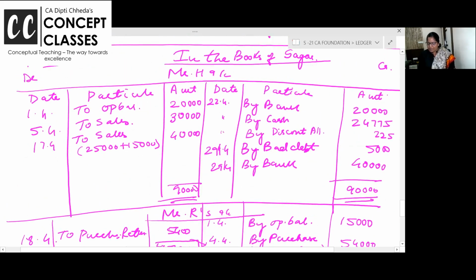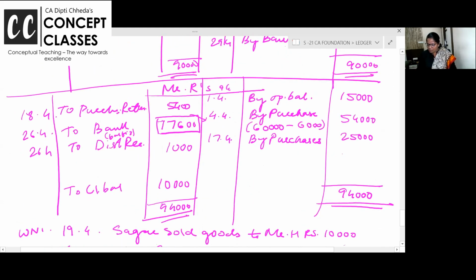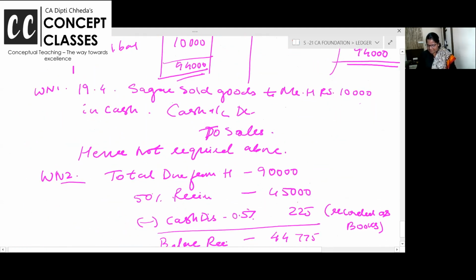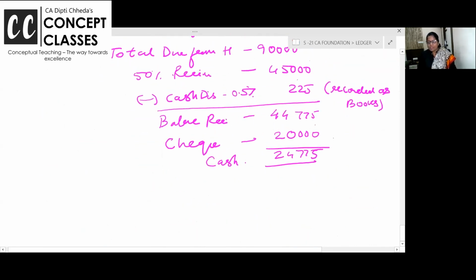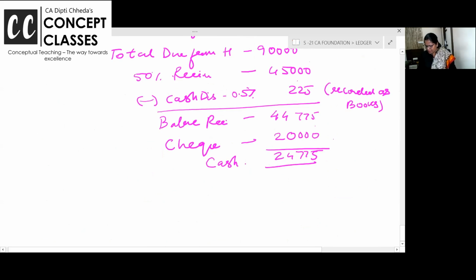Come to H. H, I had to receive 20,000. Again I sold. So out of total, 50% is received. Check say 20, remaining cash and discount allowed. Right? Bad debt and balance. Okay? Right. So this is how we are going to do H and R's ledger. And make sure you make these working notes also in the exam. Okay. So here we complete with all the questions for ledger.